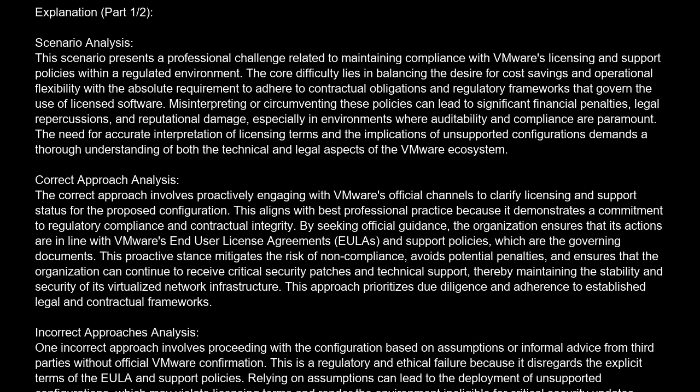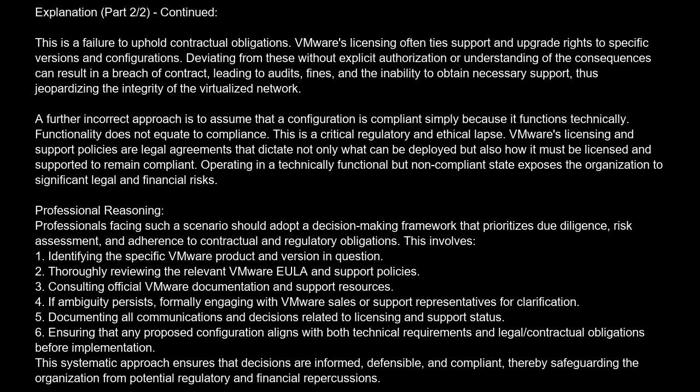Another incorrect approach is to interpret the licensing terms in a manner that favors cost reduction without verifying the implications for support and compliance. This is a failure to uphold contractual obligations. VMware's licensing often ties support and upgrade rights to specific versions and configurations. Deviating from these without explicit authorization or understanding of the consequences can result in a breach of contract, leading to audits, fines, and the inability to obtain necessary support, thus jeopardizing the integrity of the virtualized network.